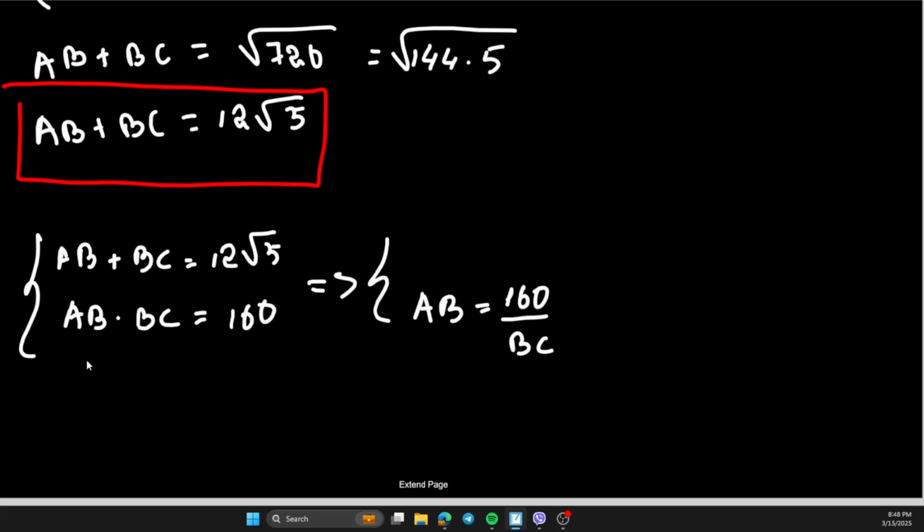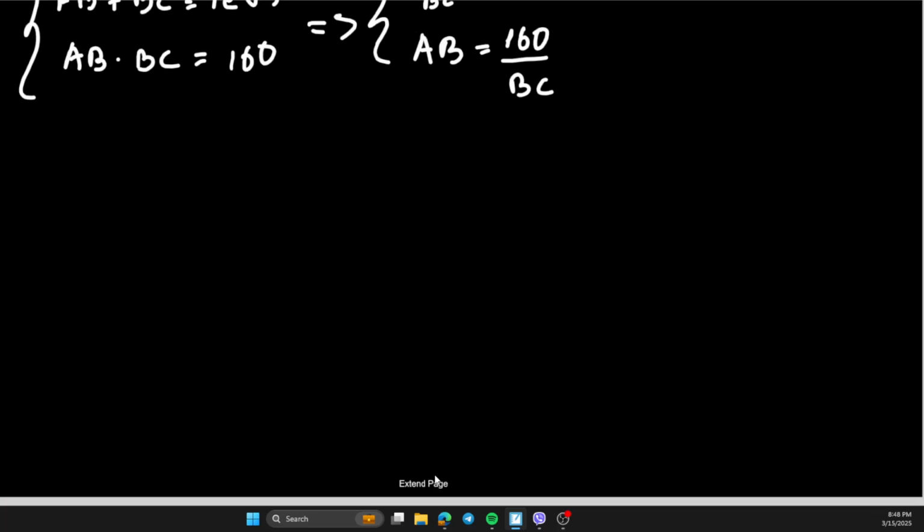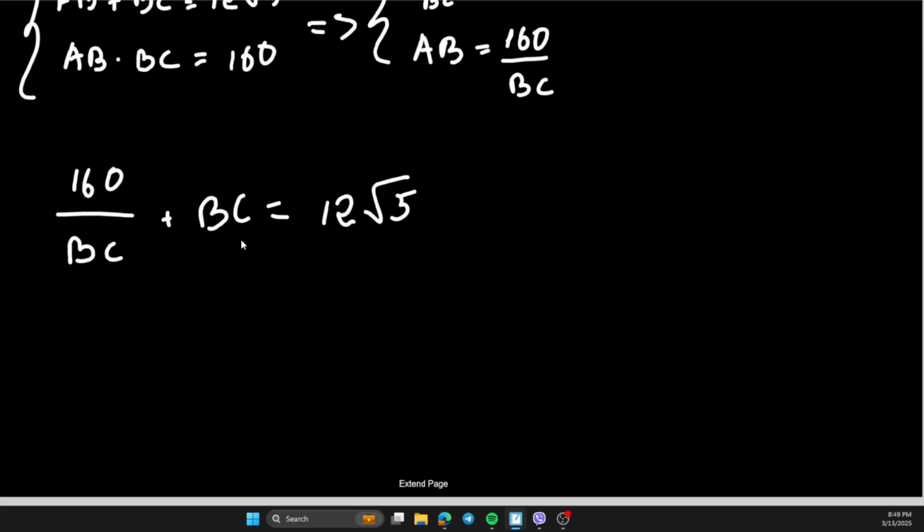Now, in the first equation, instead of AB, just put 160 over BC. So what you will have is 160 over BC plus BC equals 12 square root of 5. And now just solve this equation.